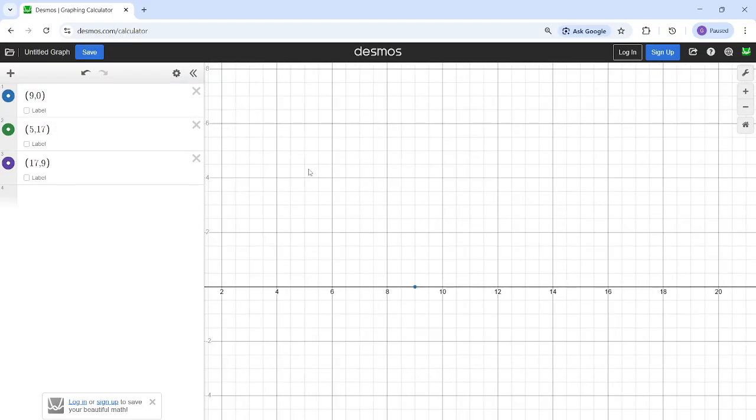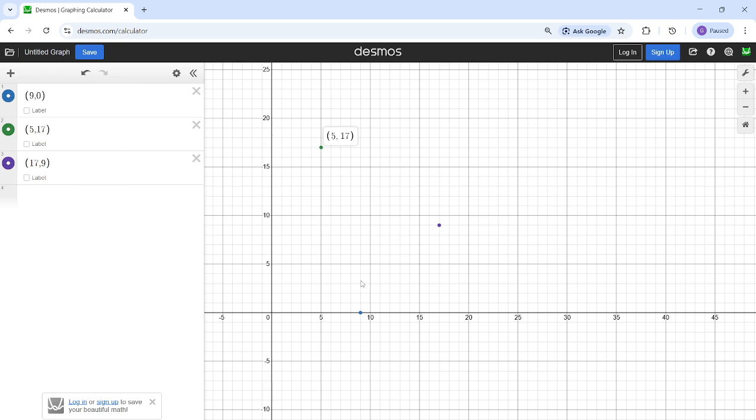Now, here are the points. This, this, and this. Random points. Let's say this is a triangle. You are given a triangle in these points. As you could see, this can be a triangle. And you are to find the value of, let's say, the red point is A, the green point is B, and this purple point is C. You are asked to find the length of AB.